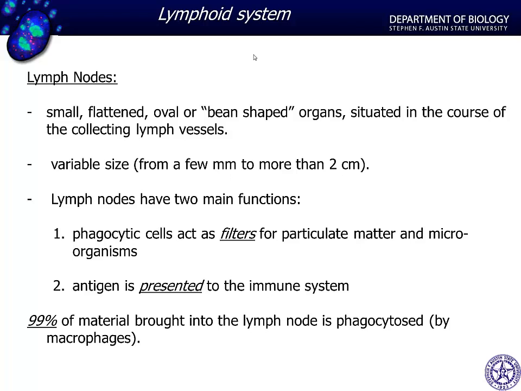And they're also going to present these to other cells of the immune system, such as the lymphocytes. So we're going to have antigen-presenting cells. And once again, our macrophages are our chief APC that we have in a body. Now, it's very interesting because 99% of the material, we're not talking about the fluid volume, but the material that's present in the lymph, 99% of that is phagocytosed. And again, the vast majority of that is going to be phagocytosed by macrophages.